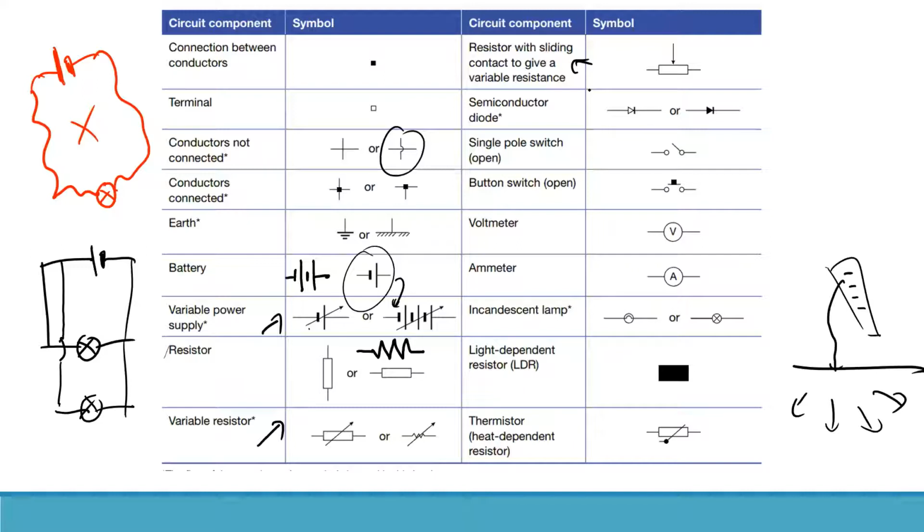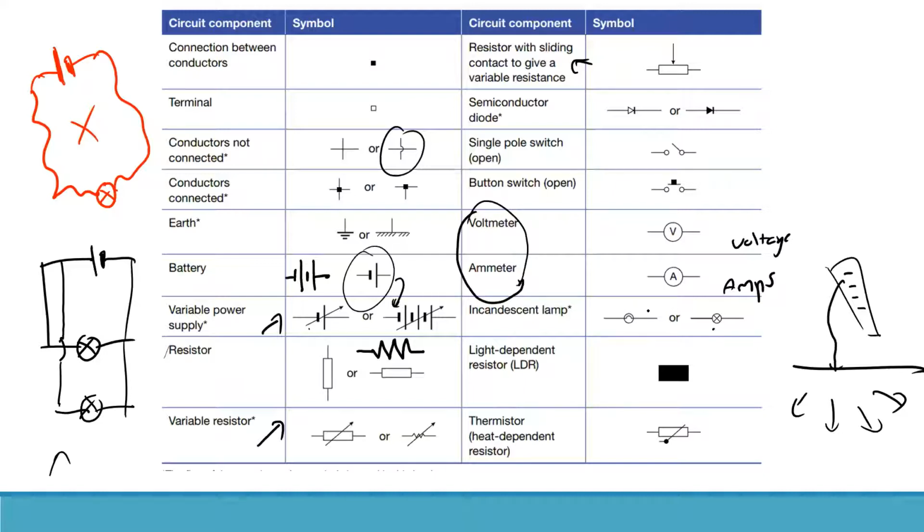Semiconducting diodes. So we've got some diodes here. We've got a switch, we've got a button. Volt and amp meters: we've talked about these already. Voltmeters measure voltage. Ammeters measure amps, and that's why we use them. Incandescent lamps: I've already used a picture of an incandescent lamp over here. You can use either of those two symbols. I sometimes interchange between both of them. I think one of them is American and one is European, but it doesn't matter too much. Light dependent resistor and a light thermistor look like this.